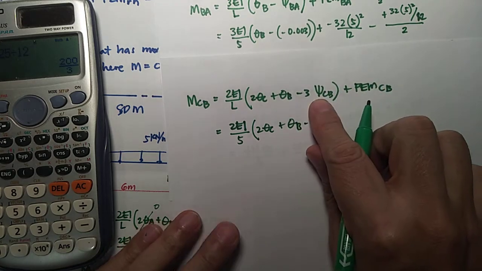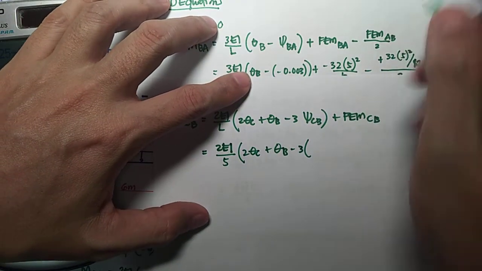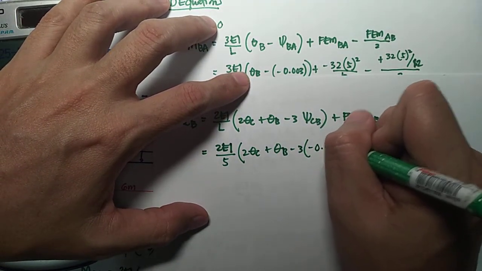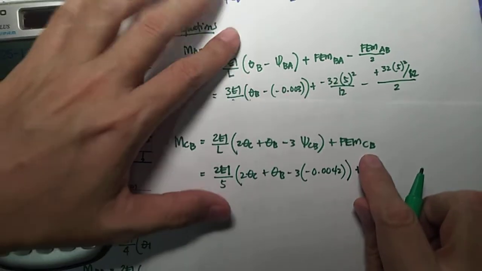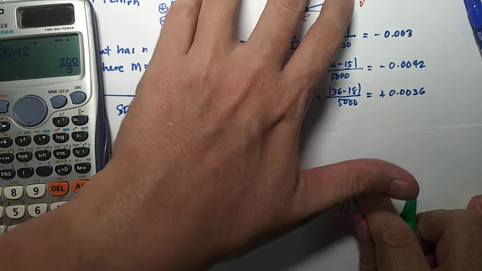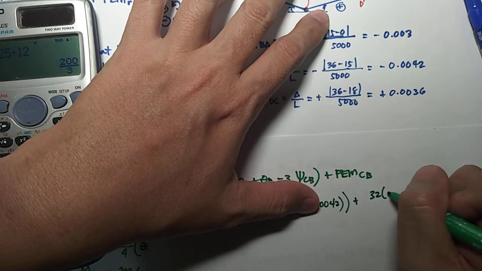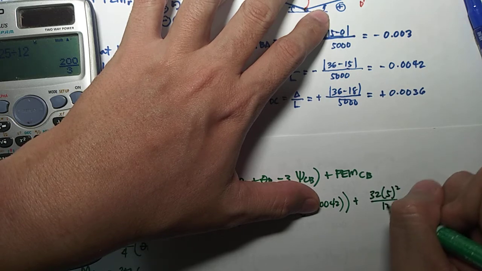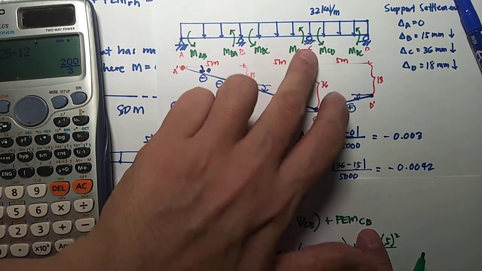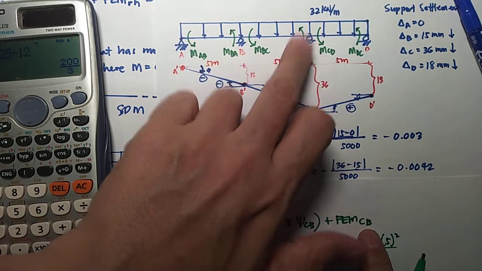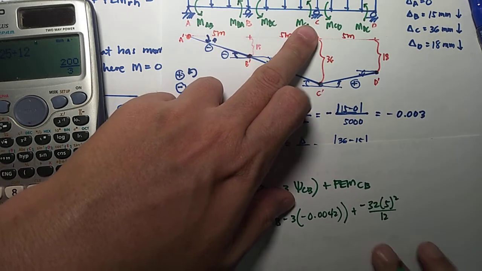What is psi CB? Ano yung psi CB natin? Ito. Negative 0.0042. So yung psi plus FEM sa CB. FEM sa CB again is uniform load. So W L square over 12. Okay, CB. Ang CB ay nasa kanan, diba? Ano ang direction ng fixed end moment sa kanan? Clockwise. So this is negative.